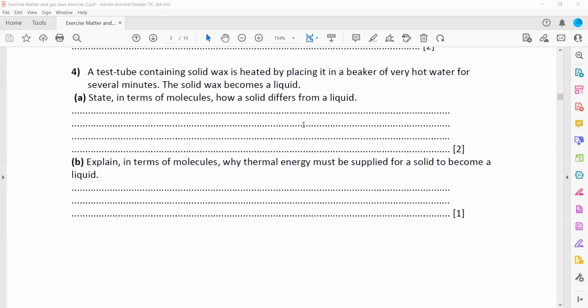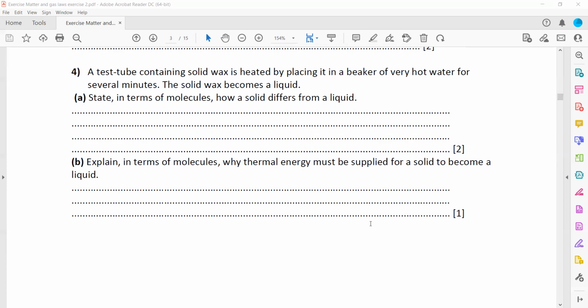In question 4, a test tube containing solid wax is heated by placing it in a beaker of hot water for several minutes. The solid wax becomes liquid. Explain in terms of molecules how solid differs from liquid. So here, in terms of molecules, you have to tell the difference between solid and liquid. What is the difference?